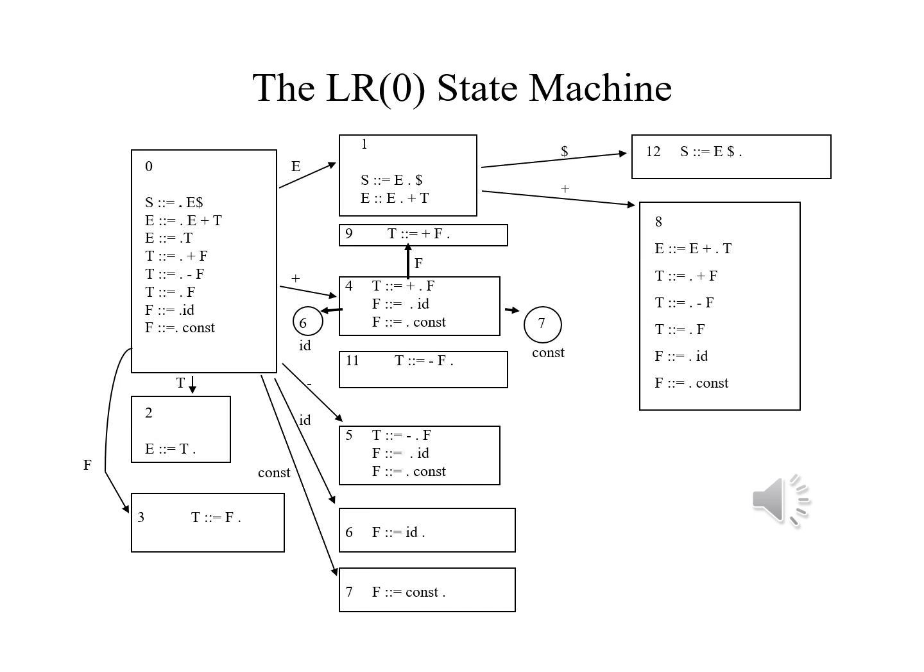On ID, we'll again go to state 6. F derives identifier dot. And on constant, we'll go to state 7. F derives constant dot.